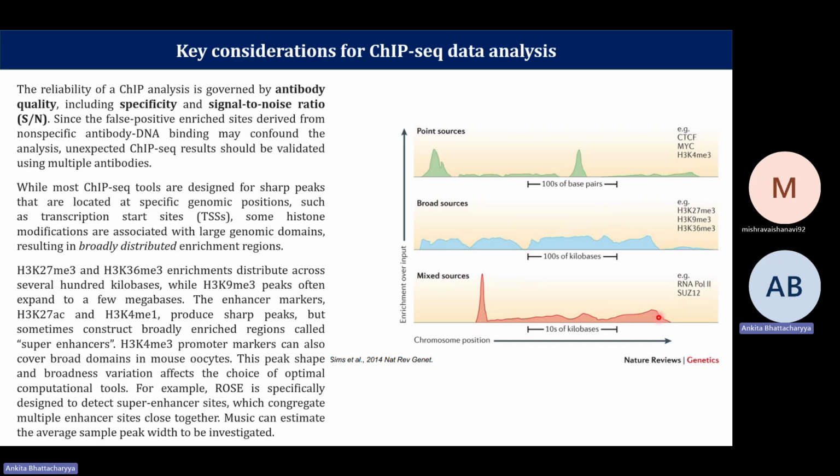Other examples are tools like ROSE, which is used to detect super enhancers. MUSIC is another tool which can estimate the average sample peak width that needs to be investigated.